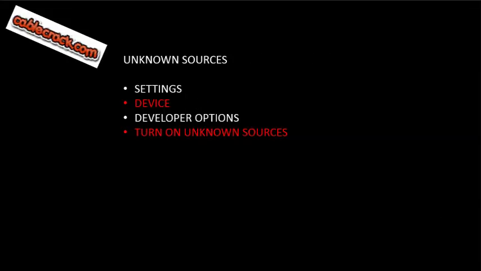Now we need to turn on unknown sources. Unknown sources will have to be on in order for us to allow Kodi to be installed on the Fire Stick. If this is not turned on, you will not be able to add anything to the Fire Stick. So let's move to the demonstration.